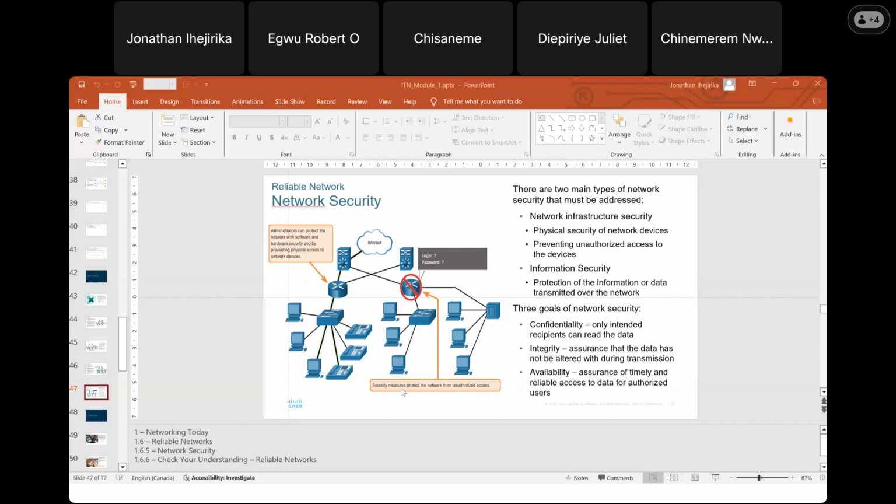Security measures protect the network from unauthorized access. That is where we begin to talk about your login details. That is the username and your password. I know what it means when you are asked to use a more secure password to protect your online space.